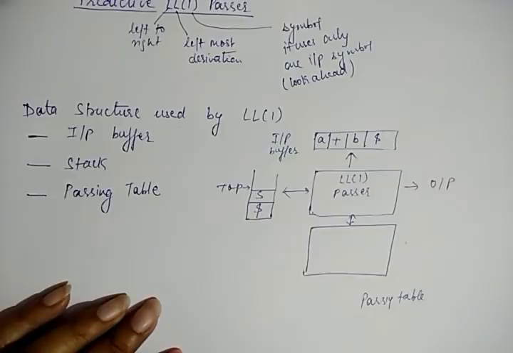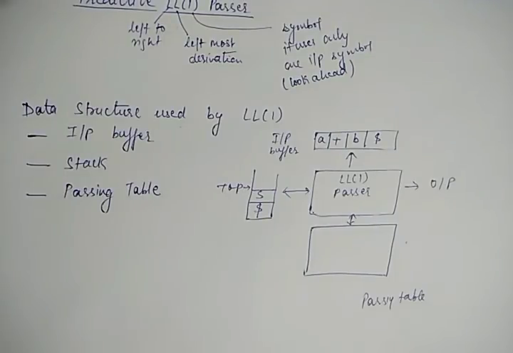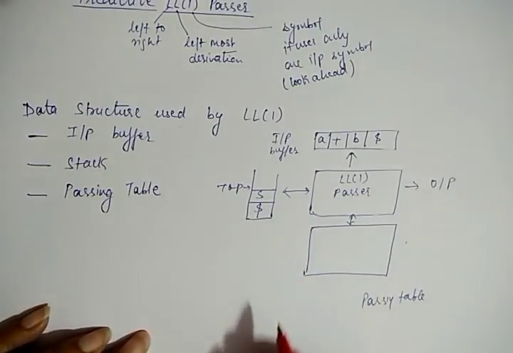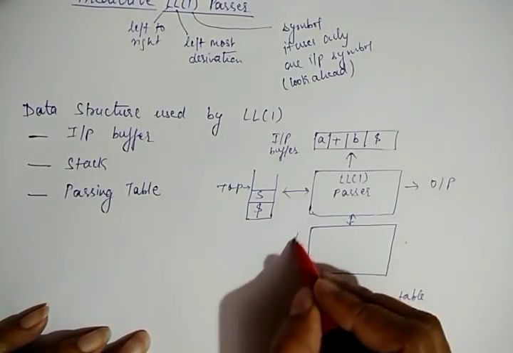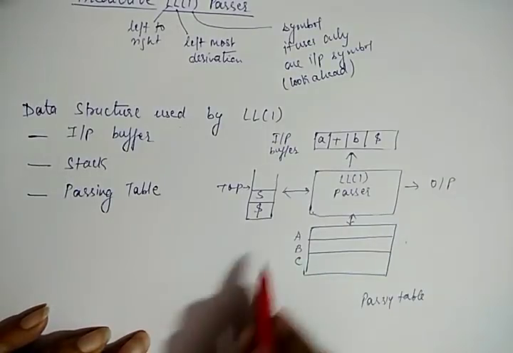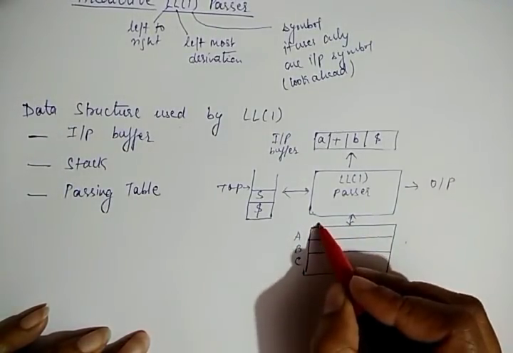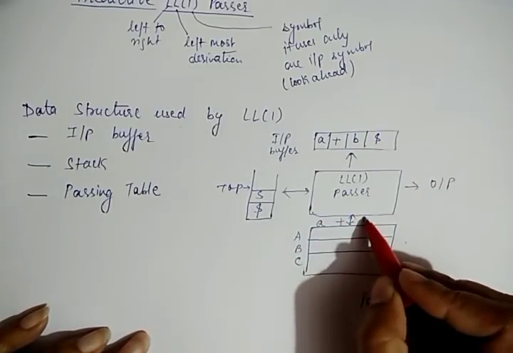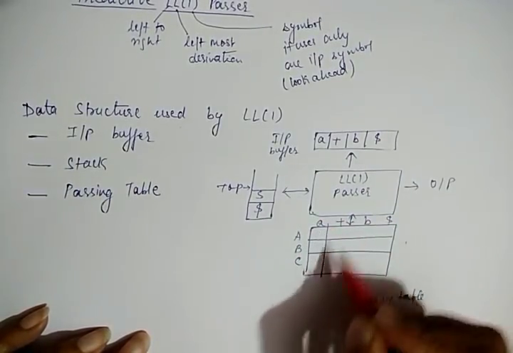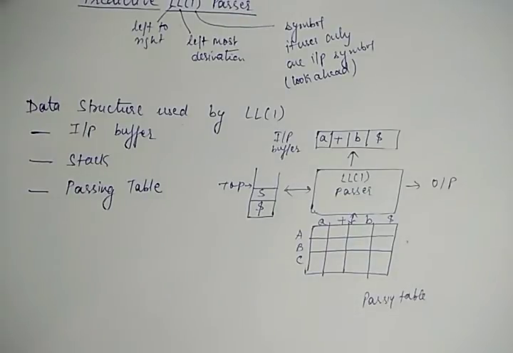In the parsing table, which is a two-dimensional array, the rows show the non-terminals, for example A, B and C, and the columns show the terminals, for example A, plus, B and dollar, like this.